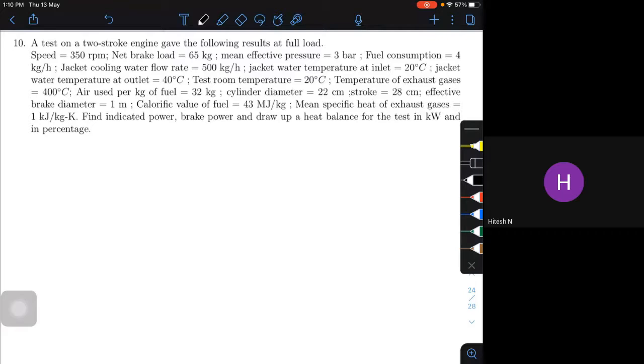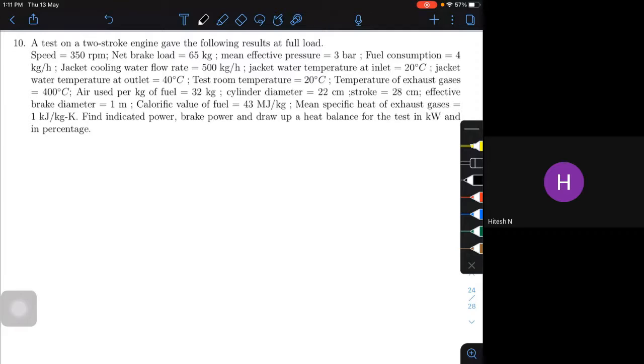Test room temperature is 20 degrees Celsius and the temperature of the exhaust gases is 400 degrees Celsius. Air used per kg of fuel is 32 kg. Cylinder diameter is 22 centimeters. Stroke is 28 centimeters. Brake drum diameter is 1 meter. Calorific value of the fuel is 43 megajoules per kg. Mean specific heat of exhaust gases, Cp, is 1 kilojoule per kg Kelvin.